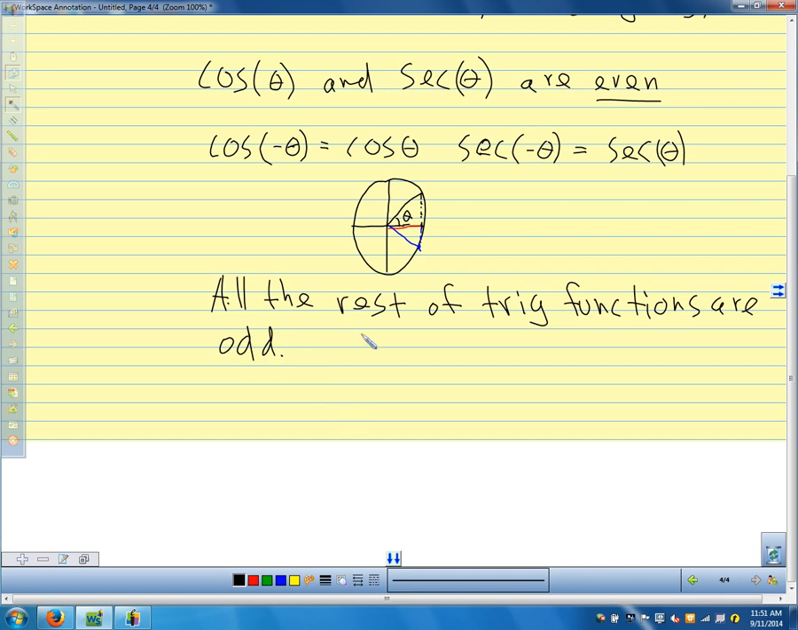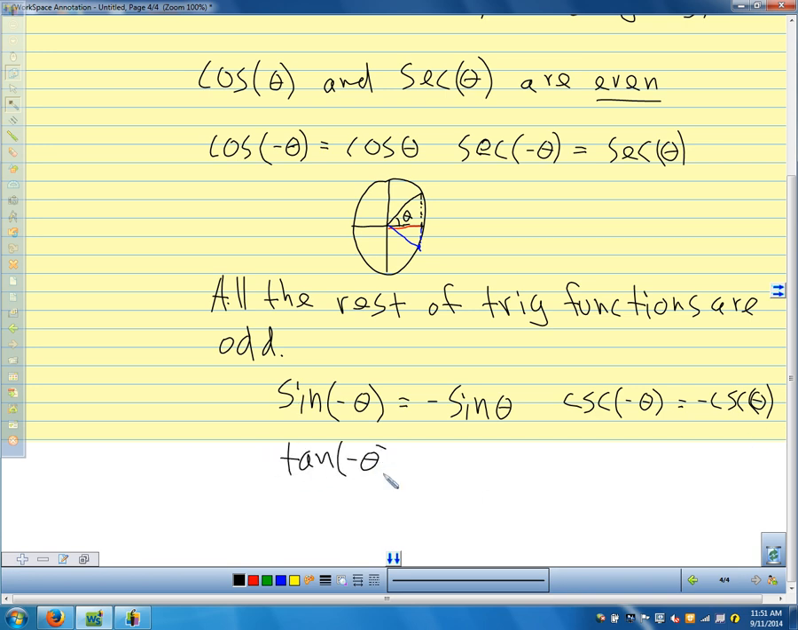So what that means, if we write it out in formulas, is that the sine of negative theta is negative sine of theta. The cosecant of negative theta is negative cosecant theta. Tangent of negative theta equals negative tangent theta. And cotangent of negative theta is negative cotangent theta.